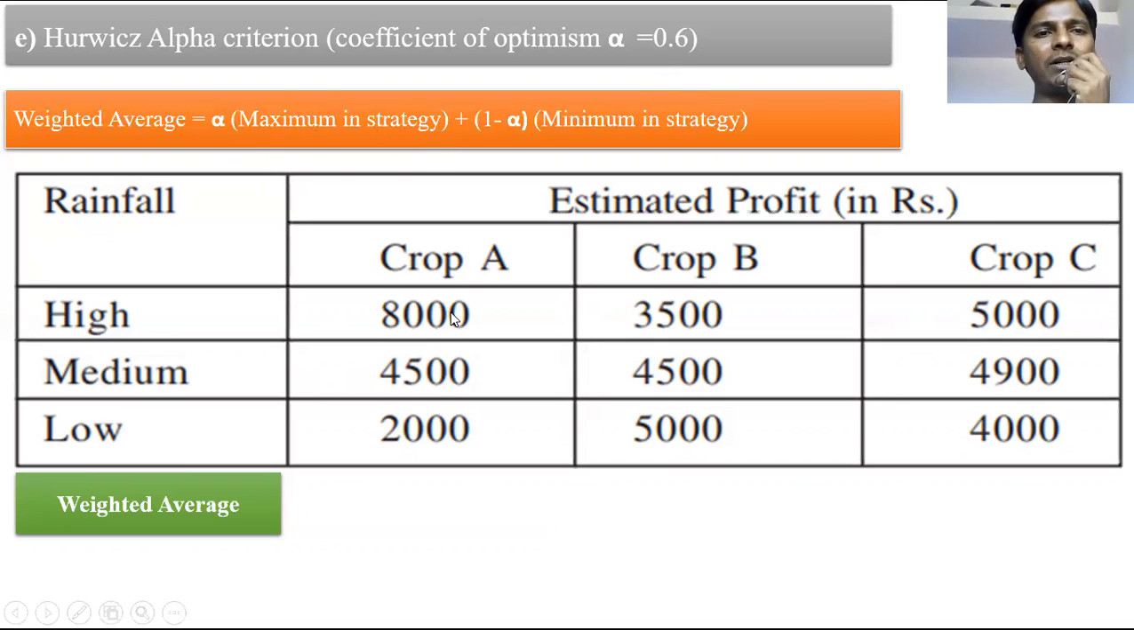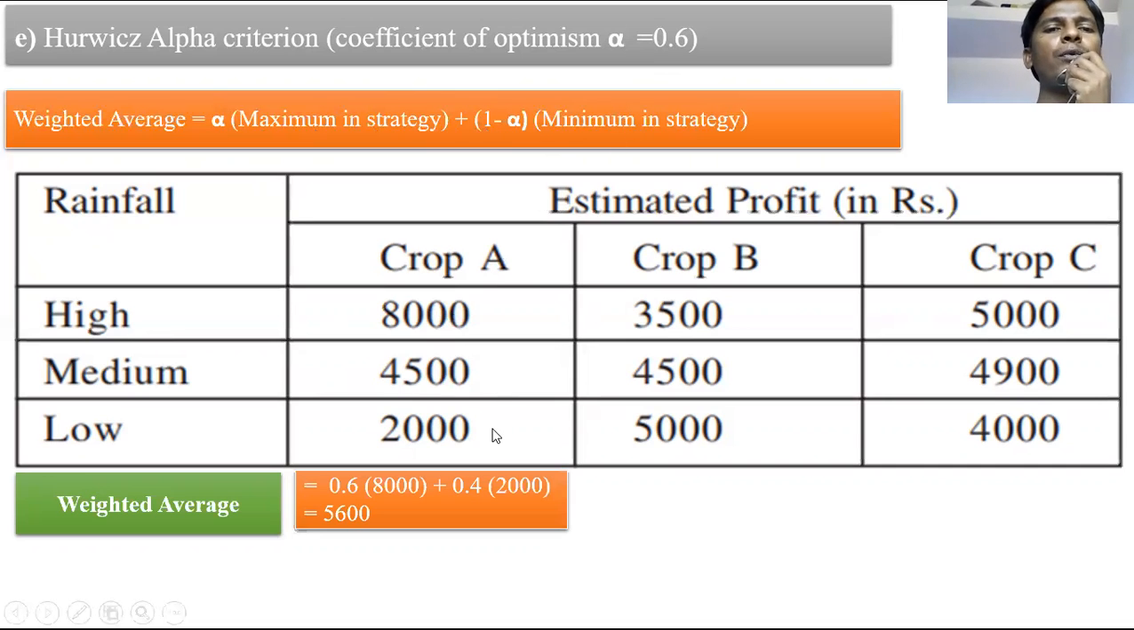Which one is the maximum? 8000. So 0.6 into 8000, plus 1 minus alpha. 1 minus 0.6 is equal to 0.4. So plus 0.4 into the minimum of the strategy. The minimum is what? 2000. This is how we have to calculate: 0.6 into 8000, the highest, plus 0.4, that is 1 minus alpha, into 2000, the minimum, is equal to 5600.